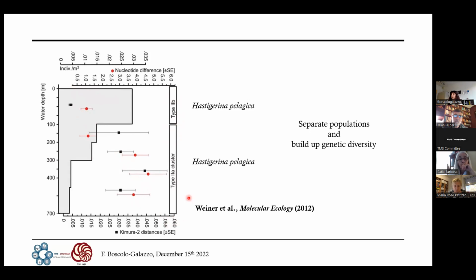So it really seems like having vertically separated populations in the water column is an efficient way to separate the population, keep genetic diversity, and build up genetic diversity, eventually leading possibly to speciation, the origination of new species, and therefore increase the diversity.